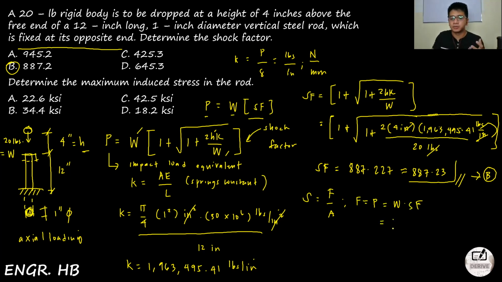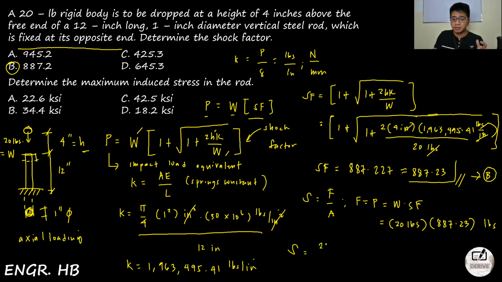So, ang W natin is 20 pounds. And shock factor natin is 887.23. So, si F ay may unit na pounds. Okay, so mamaya natin siya i-solve. Ipasok na lang natin siya diretso mamaya. So, our A, of course, same dito sa springs constant, that is your cross-sectional area. Kasi nga axial loading siya. So that impact load equivalent is perpendicular to the cross section.